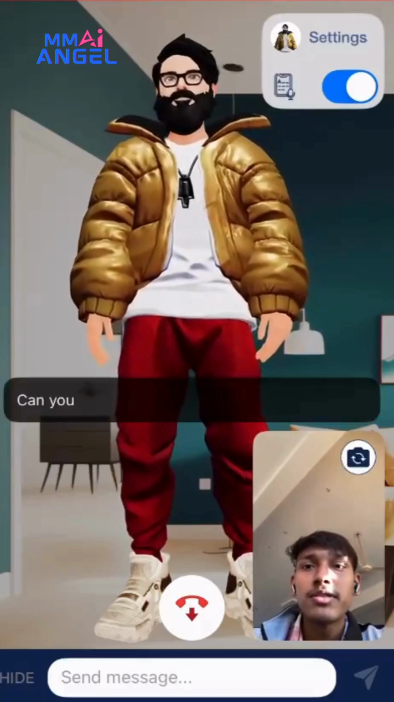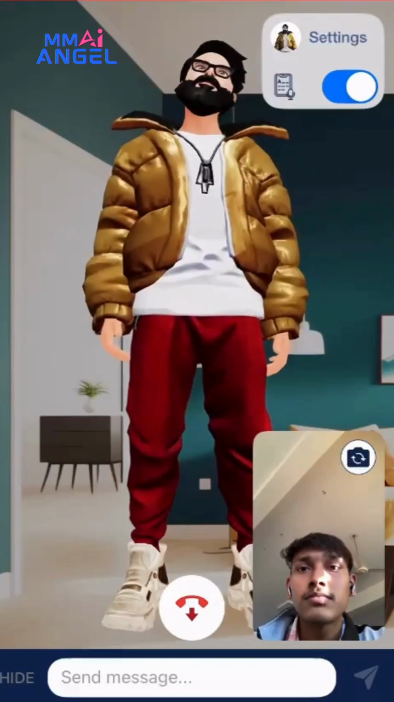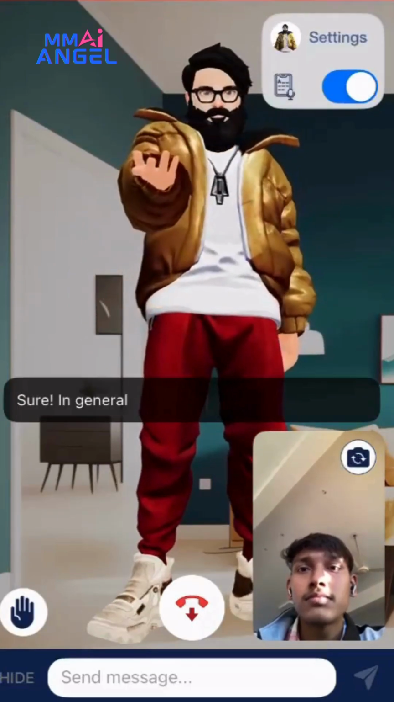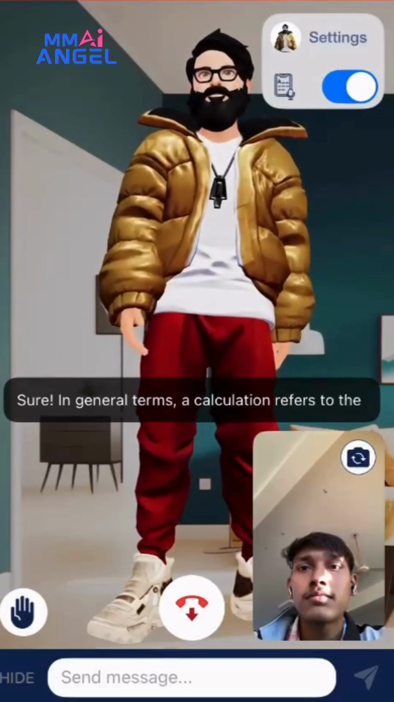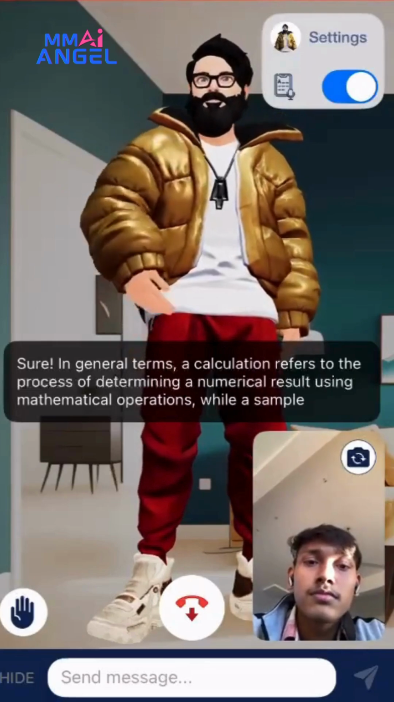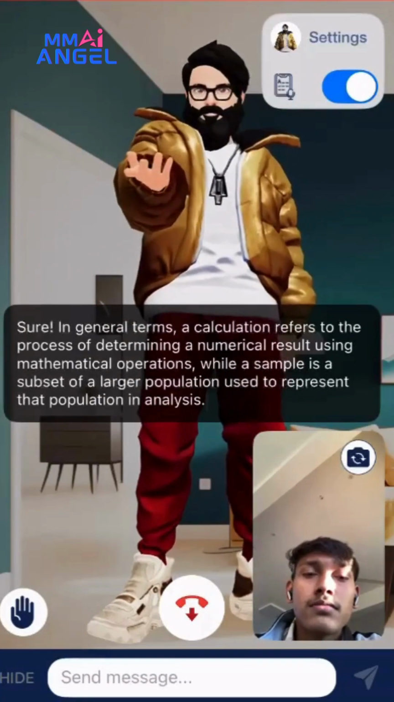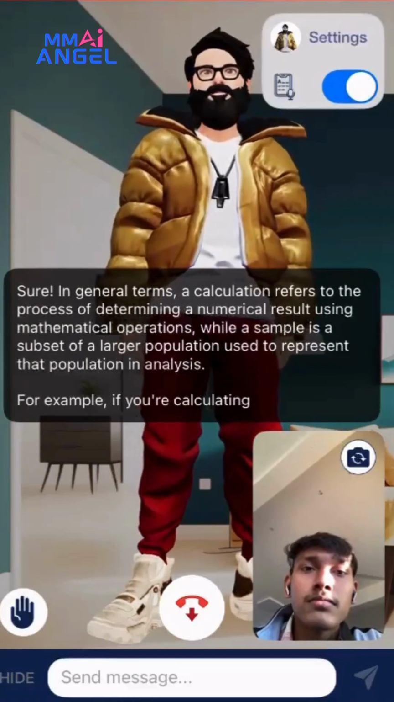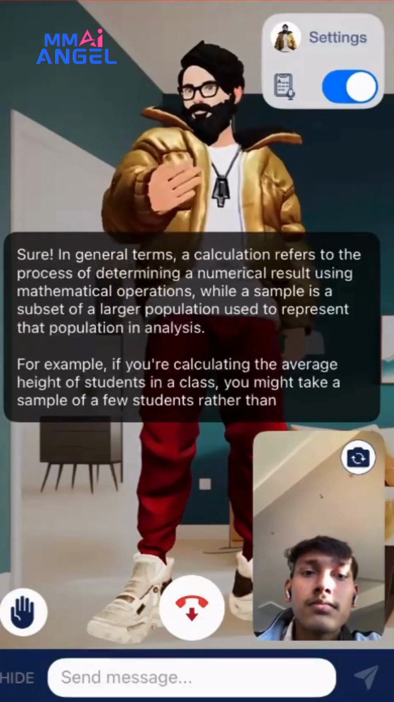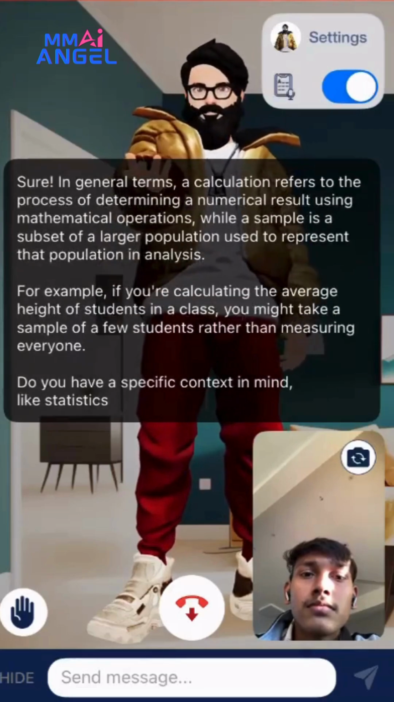Can you explain the difference between population and sample? Sure. In general terms, a calculation refers to the process of determining a numerical result using mathematical operations, while a sample is a subset of a larger population used to represent that population in analysis. For example, if you're calculating the average height of students in a class, you might take a sample of a few students rather than measuring everyone. Do you have a specific context in mind, like statistics or something else?